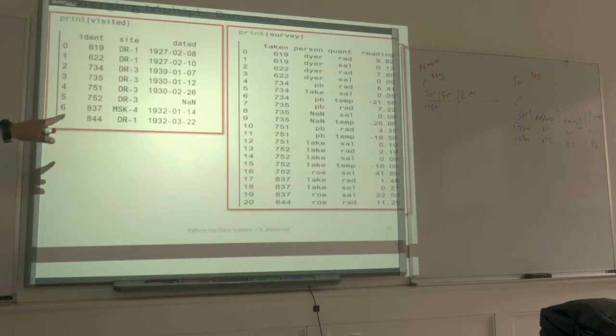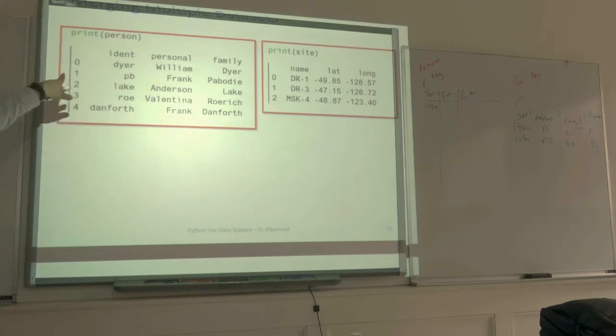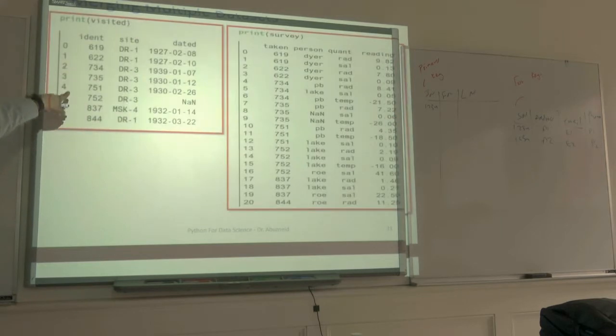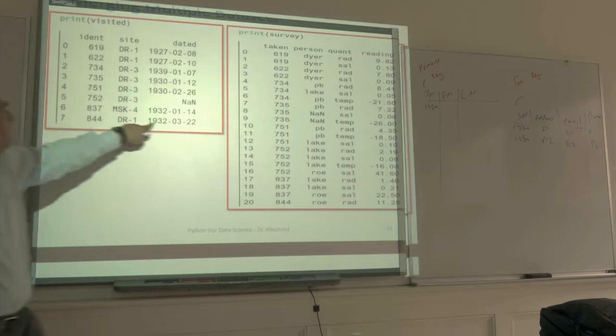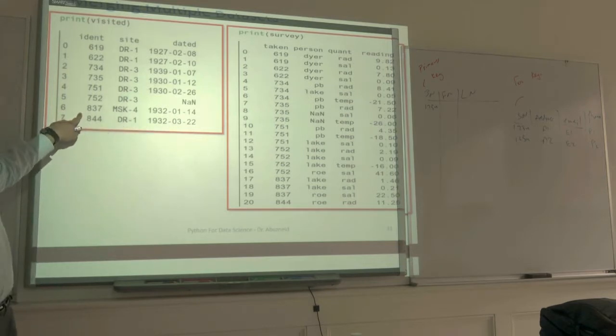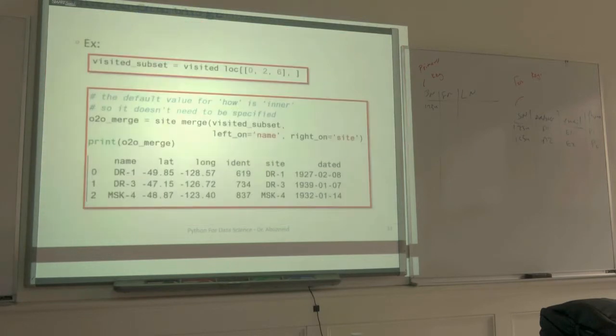Where is visited? Visited is in here. So how many rows do we have? Three. So we're going to take a subset. I think it was 0, 2, and 6. That's what we did in here.